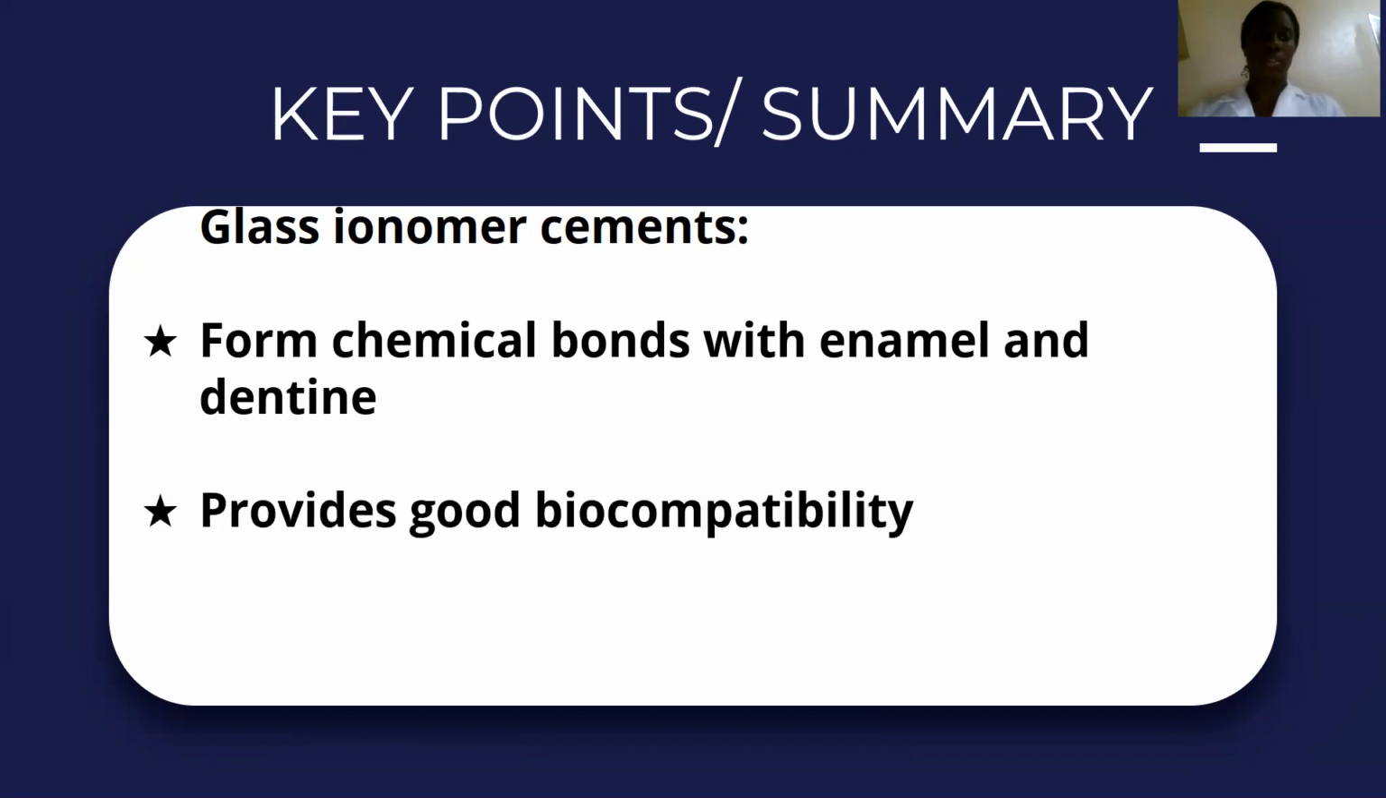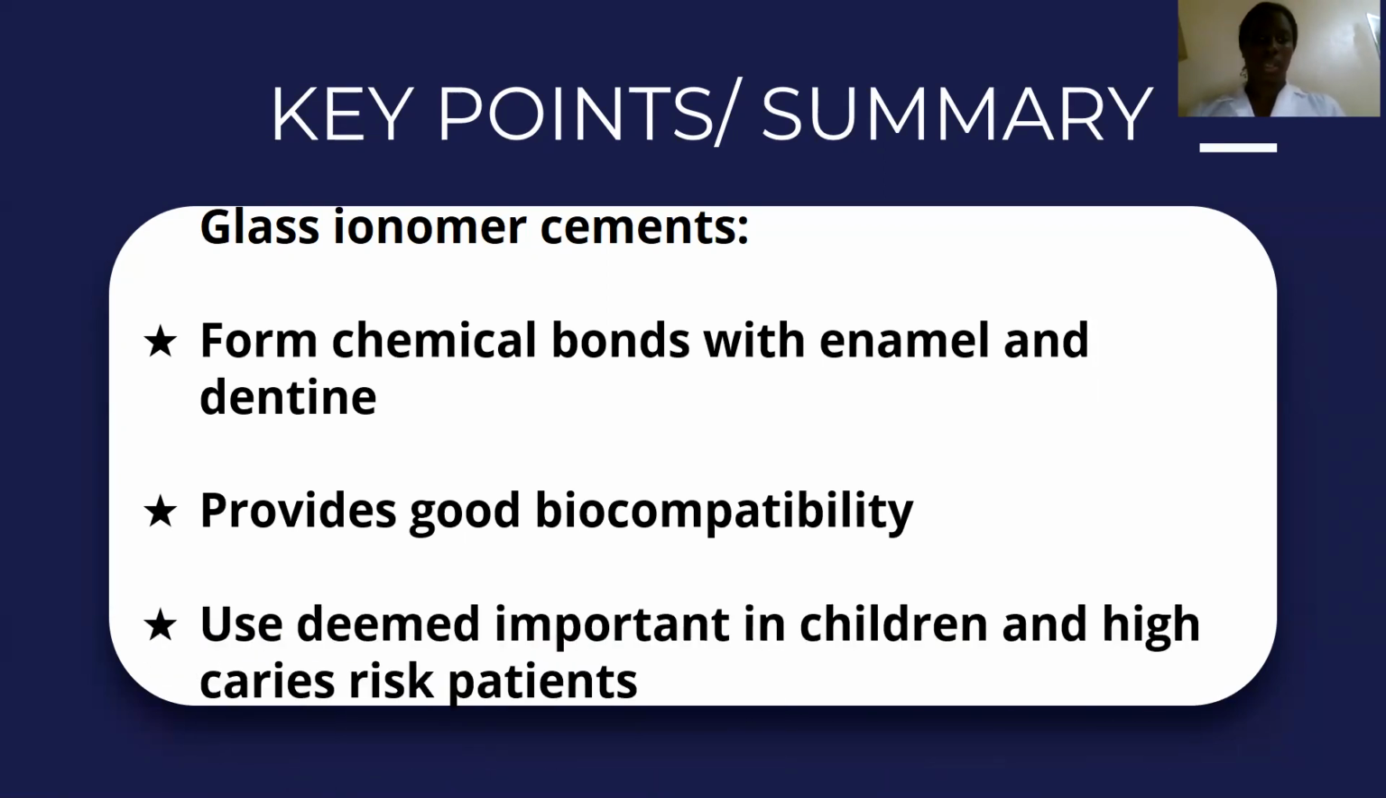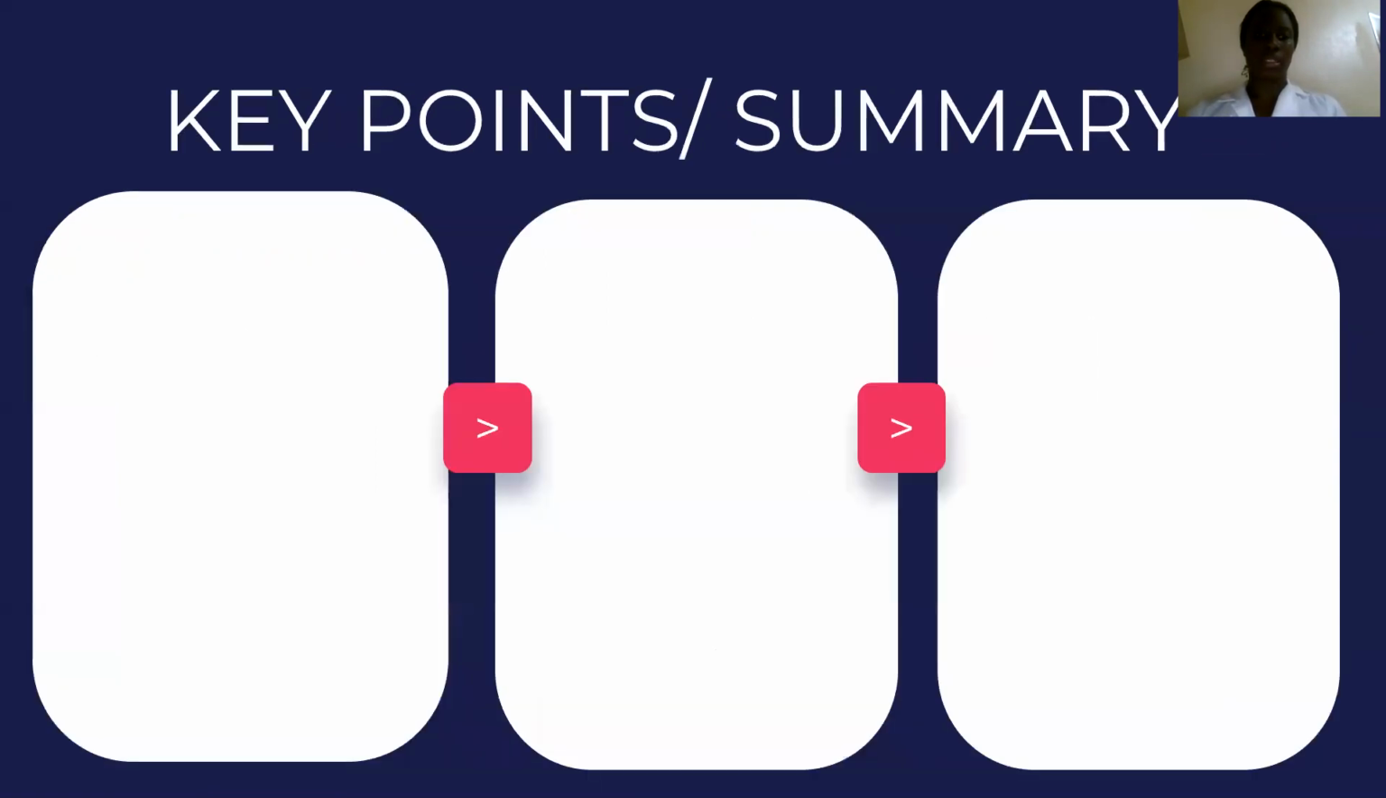Glass ionomer cements also provide good biocompatibility. They are biocompatible with pulp and surrounding tissues. The use of glass ionomer cements is also deemed important in children and high caries risk patients.